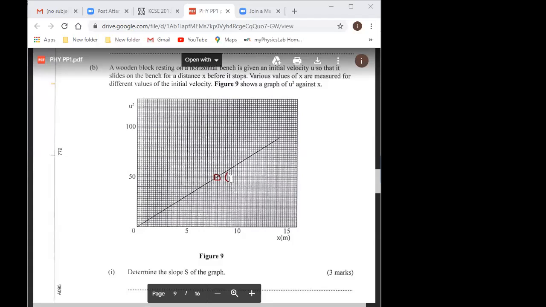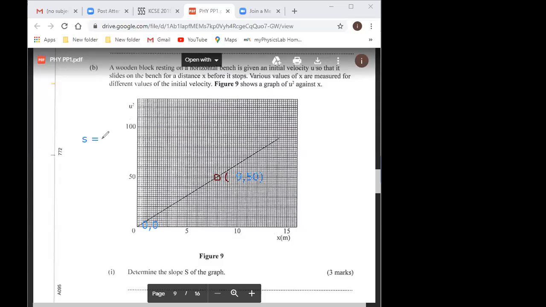And we can see that the coordinates here, this is 5, 6, 7, 8, 9. So this point is 9 against 50. So that is the coordinate of the point. Having this coordinate, I can take another coordinate like this one, and we can see that the coordinate here is 0, 0. So with 9, 50, and 0, 0, we now move on to get the slope. And you know that the slope is equal to change in y, and in this case, it's change in u squared.